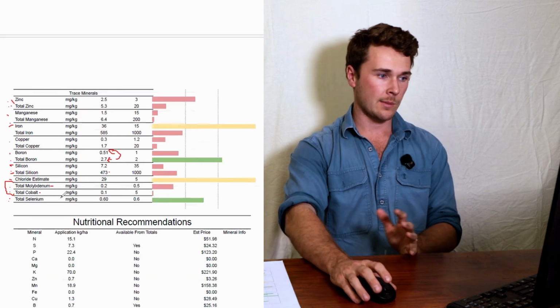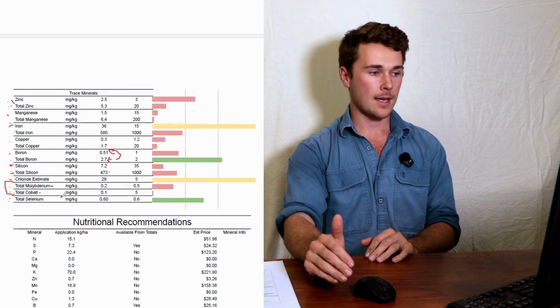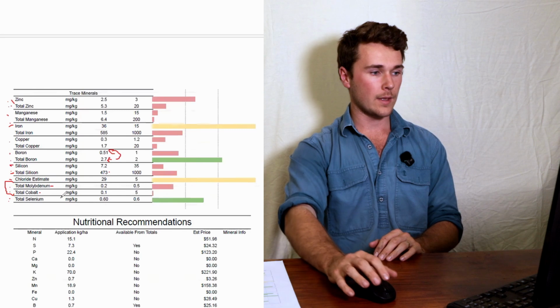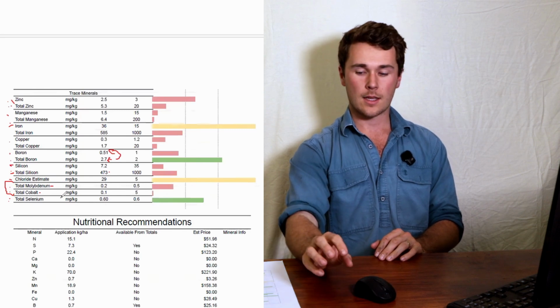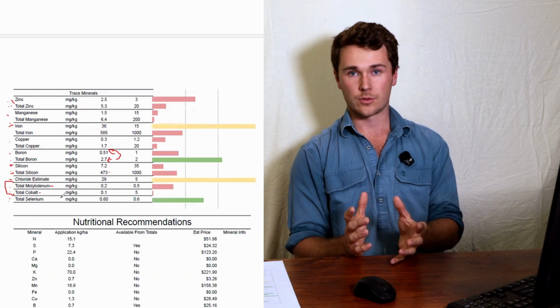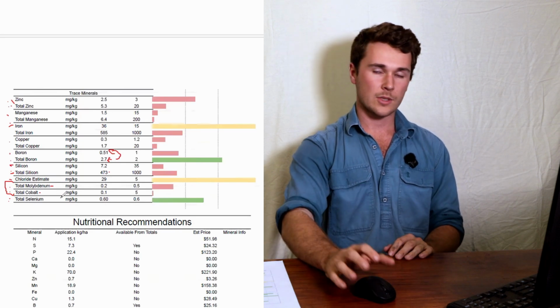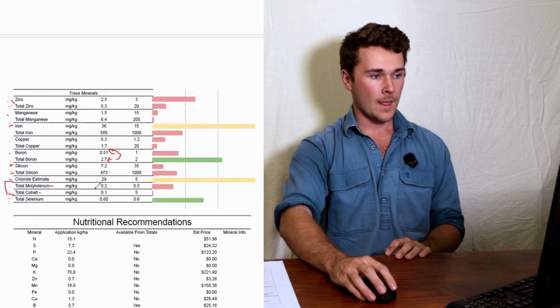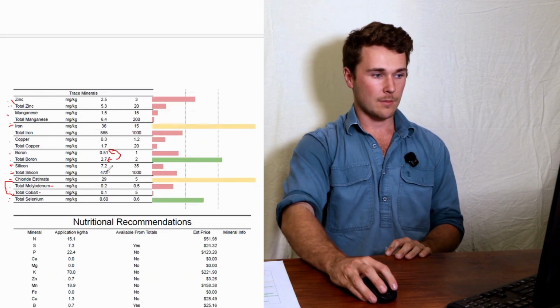So it's not used in leghemoglobin, but it's used as, I think it's a catalyst, or it's just required in the development of leghemoglobin, which is the protein which maintains the nodules in an oxygen-free environment, which allows the rhizobium bacteria to then fix the nitrogen. So you can see here, molybdenum is deficient.